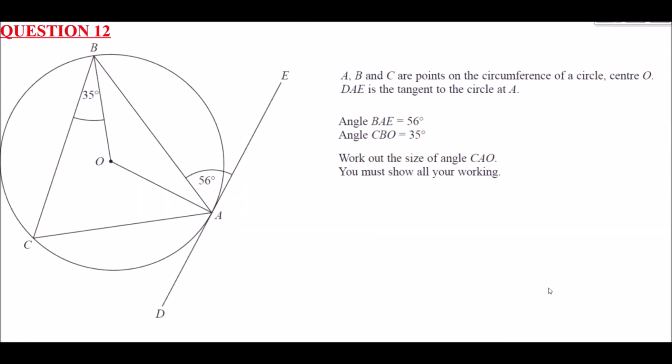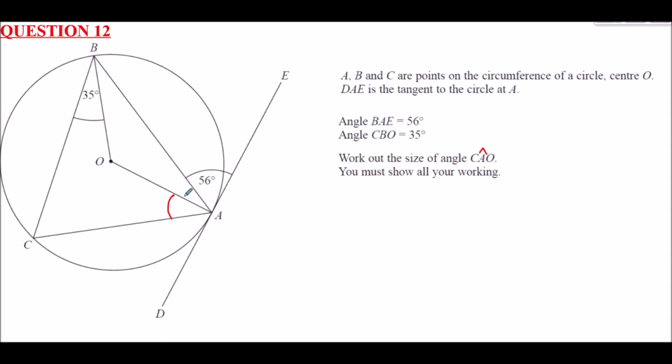Question 12 is about circle theorems. So as you can see, quite obviously we have a circle, and we've got some information about this circle, and all this information has been labelled on the diagram anyway. Importantly here, we need to find the size of angle CAO. Now CAO means the angle made as we move from C to A, then to O, so we're trying to find this one here. I'm going to show two methods of this.